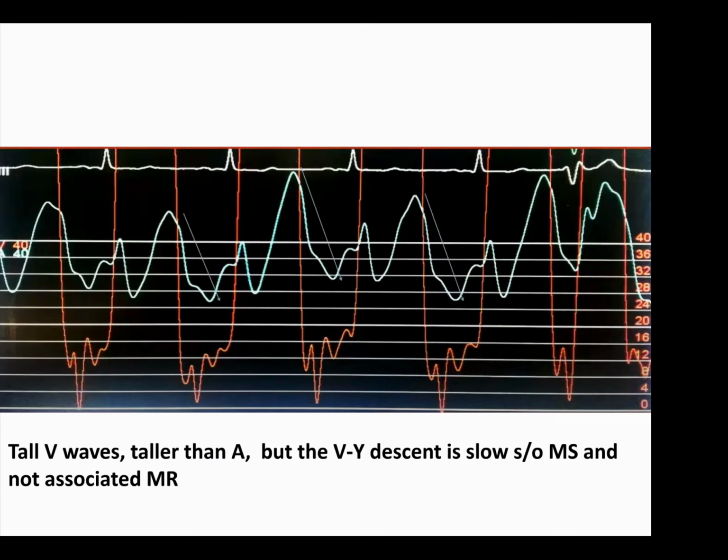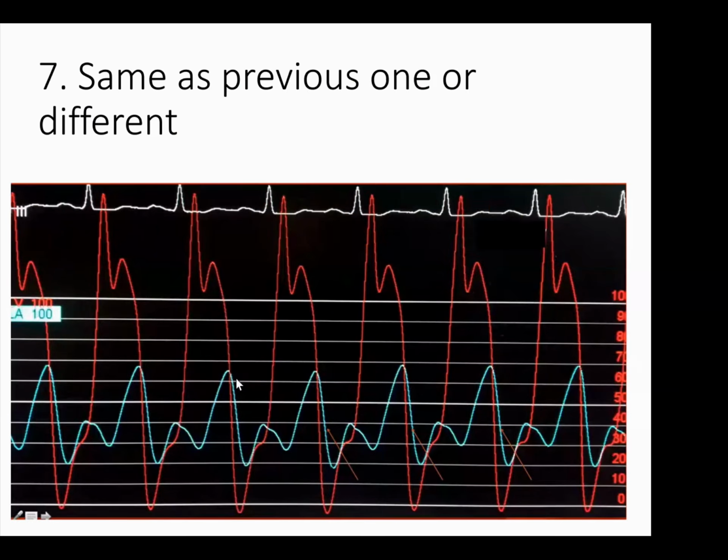But if the VY descent is very rapid, very steep, then it is because of the severe mitral regurgitation. There is not any significant mitral stenosis. In both the cases, the V wave will be taller than the A wave. A wave will also be tall. The mean LA pressure will be elevated. Everything else will be the same. The only clue is the rapid or the slow VY descent. I hope I am clear.